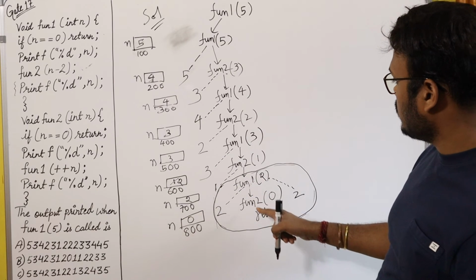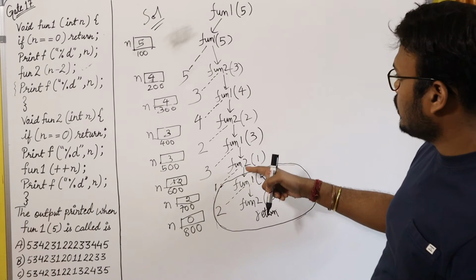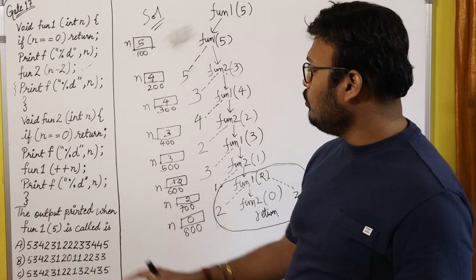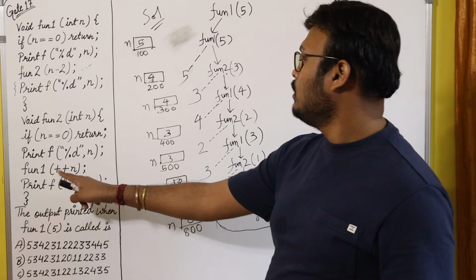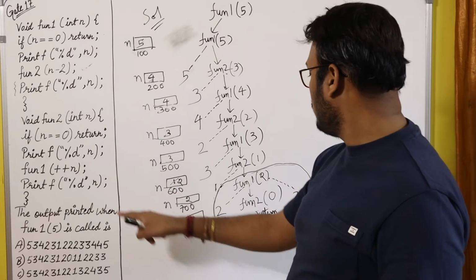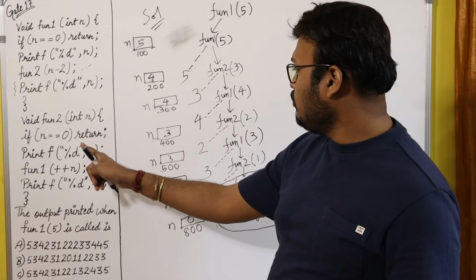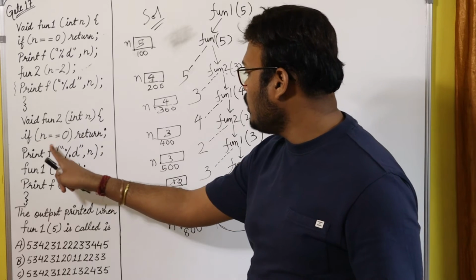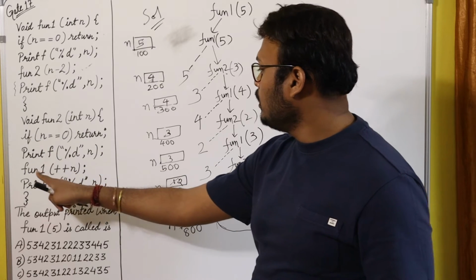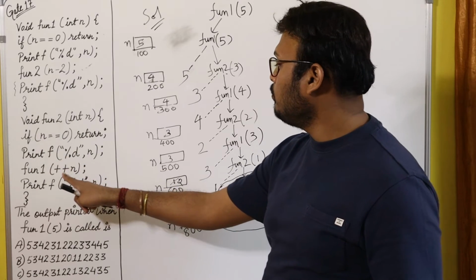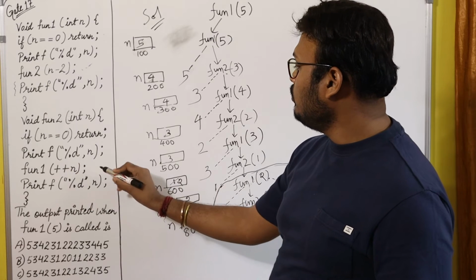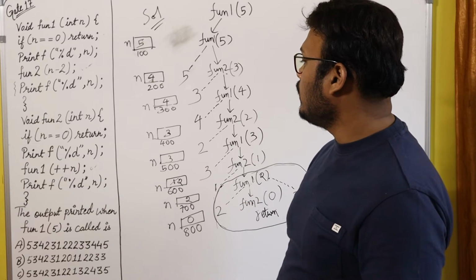This thing has already executed. So let's go back to function 2. In function 2, we have executed till here: fun1 plus n. You can see here, we have checked the condition. After that, we printed something. After that, we called function 1 with the pre-increment operator. So we executed till here.